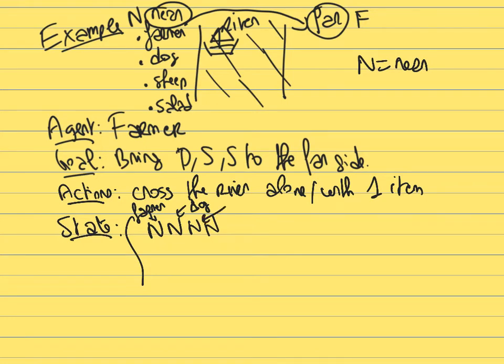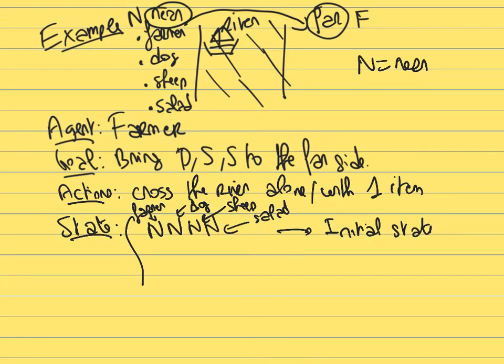Then the third letter will refer to the position of the sheep. And then the fourth letter will refer to the position of the salad. So in this case, N, N, N, N means that the farmer, the dog, the sheep, and the salad are all located on the near side. So this is one state. It's an allowable state. There is nothing forbidden about this state, and more than allowable, it corresponds to the initial state. That's the initial state of the problem. You have all those four things located on the near side of the river.